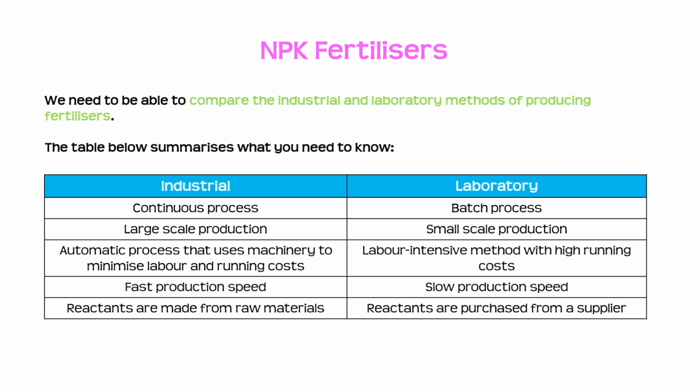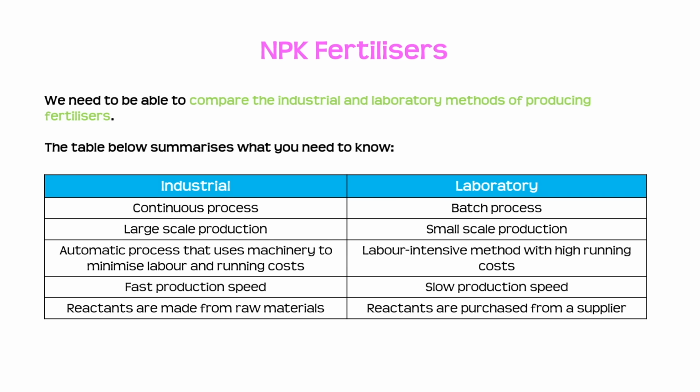Industrially, the production of these NPK fertilisers is an automatic process. That means that machinery and computers will be used to minimise the labour and running costs. Everything happens on a little process that is automated. However, in the lab, it's very labour intensive. There's going to be someone there doing every step of the way, and therefore it has high running costs. Industrial processes have a very fast production speed due to all these automations, whereas in the lab it's very slow.